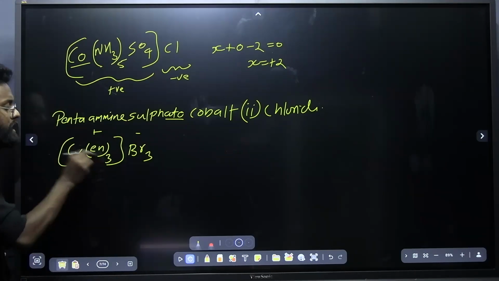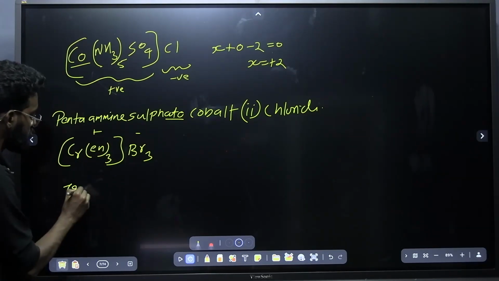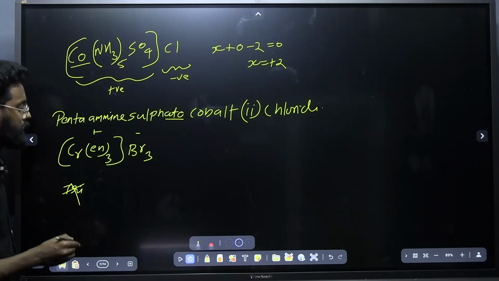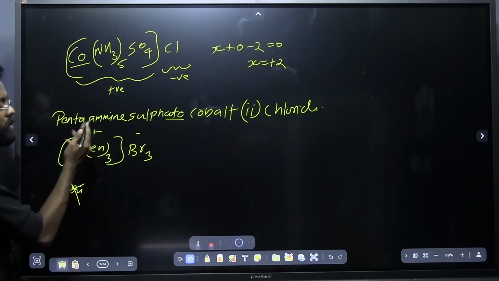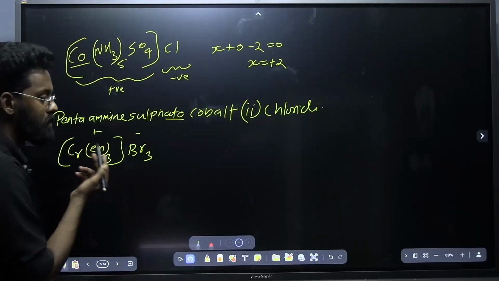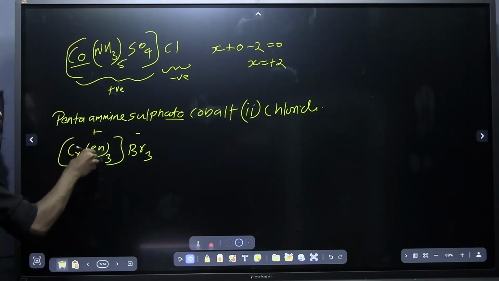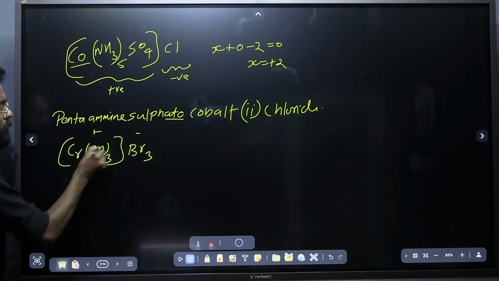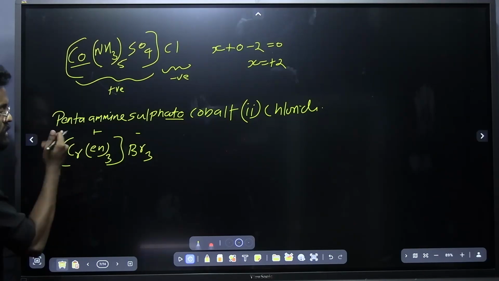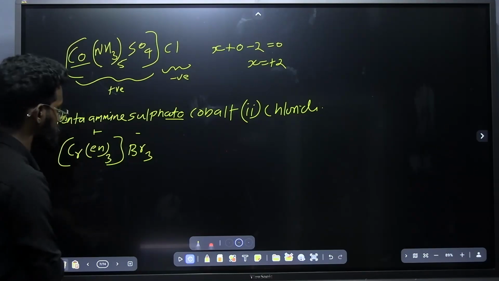But if you observe, there are 3 ethylene diamines. Can I use triethylene diamine? Here you can't use triethylene diamine, because in the name itself there is a di term, right? So we can't use a di prefix to represent the number of ethylene diamine here. Instead, we will be using bis, tris, tetrakis, like that, to represent the number of ligands present in the coordination compound.